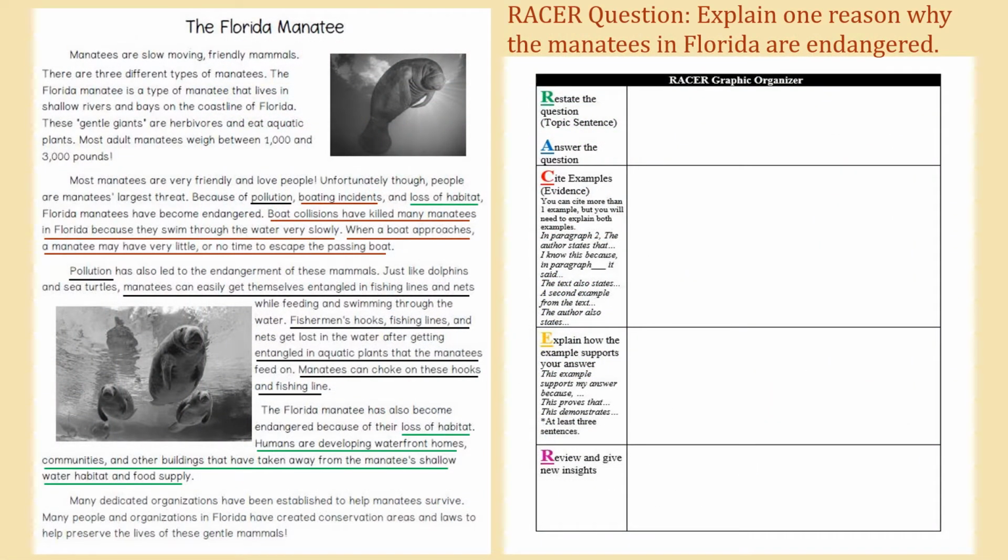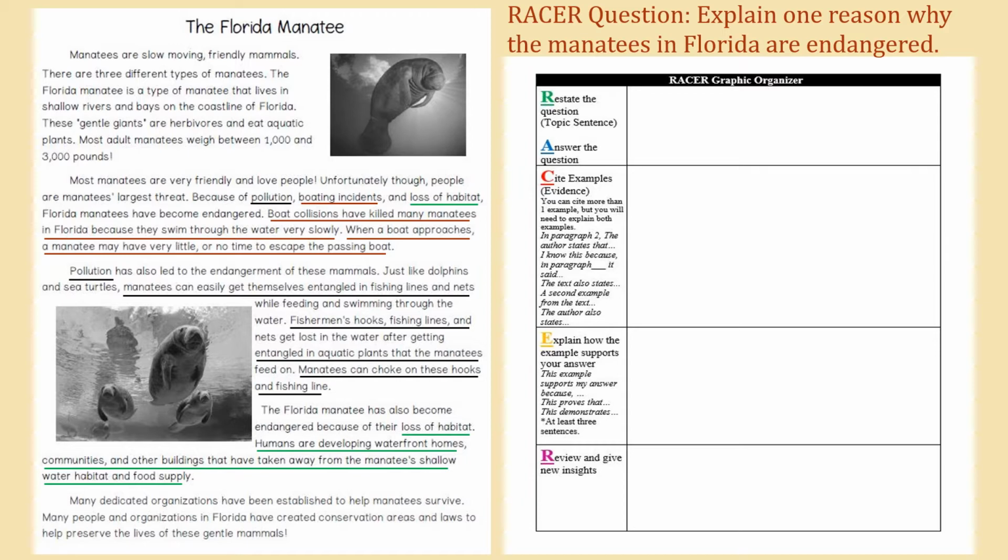Okay, so remember back from our first video from part one, we had this example passage titled The Florida Manatee, and then we had our graphic organizer to use the RACER strategy with. So I'm going to very quickly read the Florida Manatee because we do need to refresh ourselves, and then we can move on to the graphic organizer.